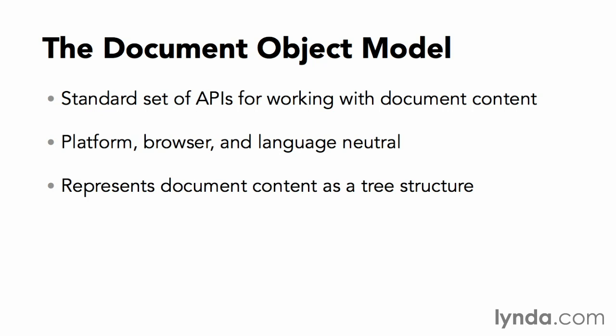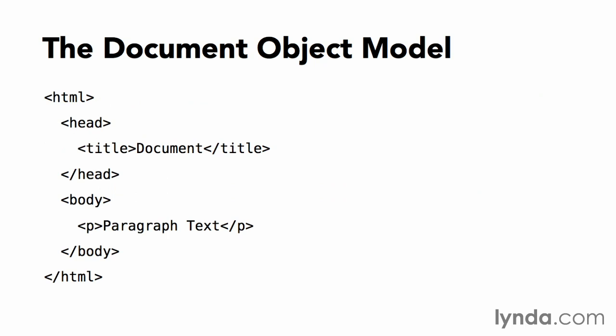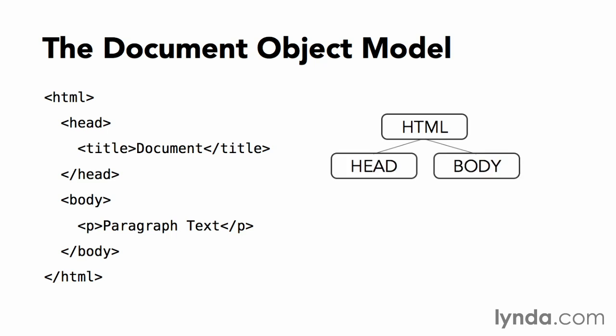So let's take a look at an example and see how this works. Suppose I had an HTML document, and this is a pretty simple one on the left here. I've got my HTML tag, and inside there I've got the head and the body. The head has a title, the body has a paragraph. The DOM represents this document as a tree structure. At the top is the HTML node. Inside the HTML node are the head and the body, and these are said to be child nodes of the HTML node, which is the parent. Then inside the head and body are the title and the paragraph tag.